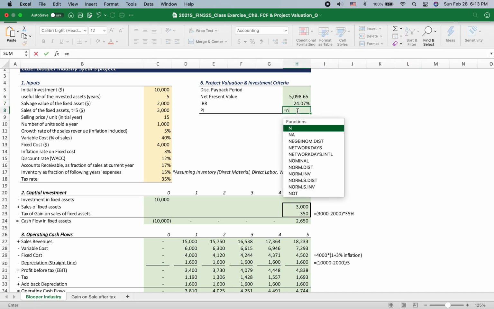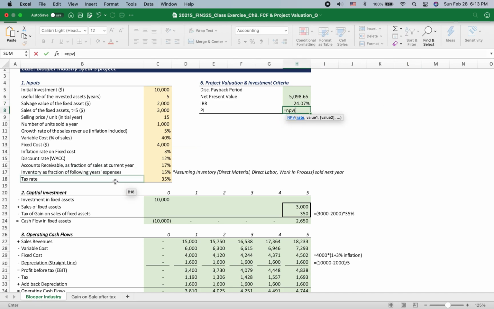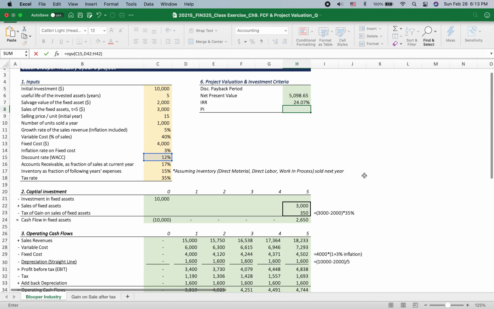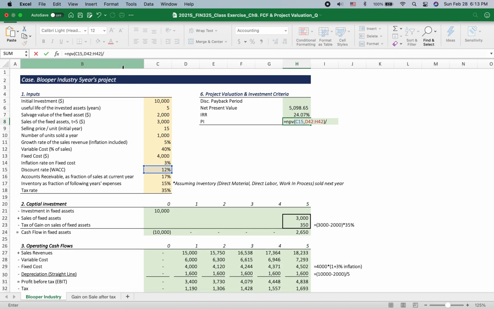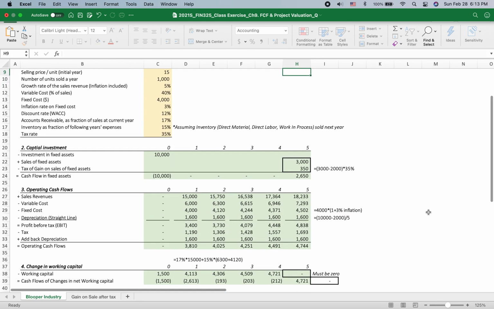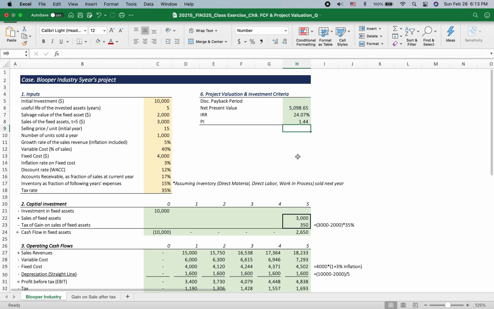Then the PI calculation: NPV, once again, the rate, and then let's drag one more time and divide by the initial investment. Let's remove the minus because we want to get the ratio. There's no negative ratio. So 1.44 is the profitability index. Okay, higher than 1 means that it is profitable. How much? 44% more.